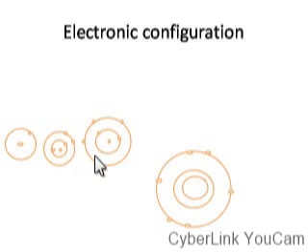Look at this atom. There are 3 electrons in the outermost shell, so it will be in group 3. Look at this atom. It has 6 electrons in the outermost shell, so it belongs to group 6. This is what we are saying.